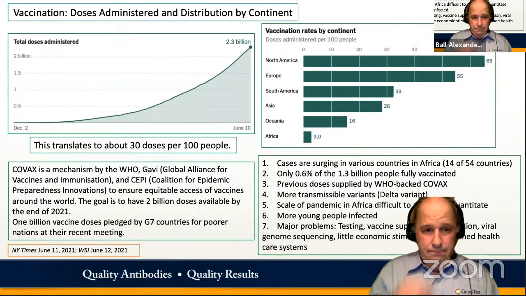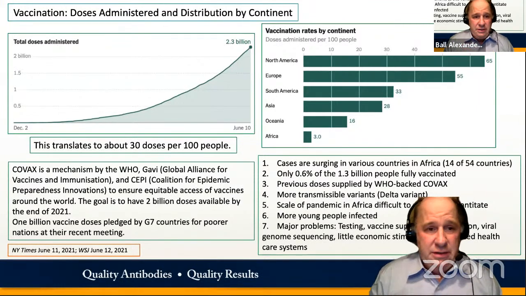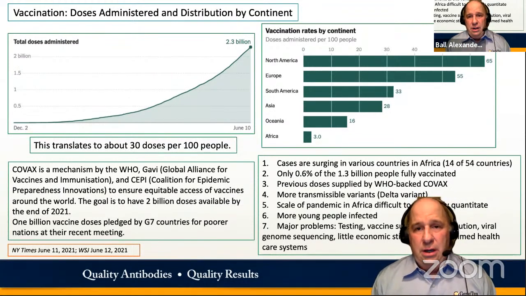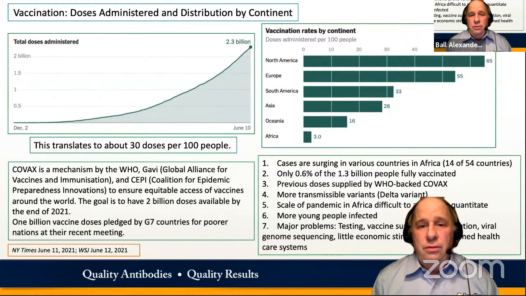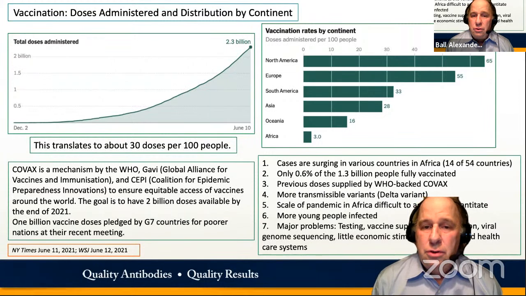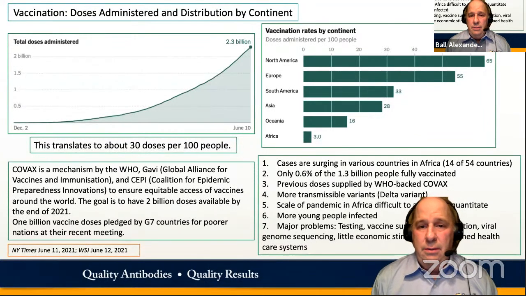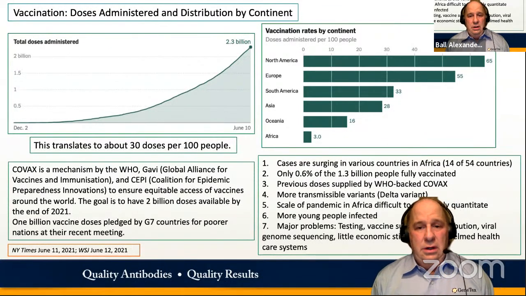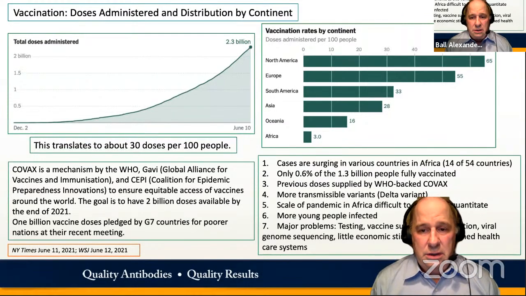The problem is, pardon me, this translates to only about 30 doses per 100 people. And if we look at vaccination rates by continent, we see that North America and Europe have the most distribution. Asia is somewhat less. South America is a bit more, and Africa is particularly low. And Africa is a continent that is surging right now.